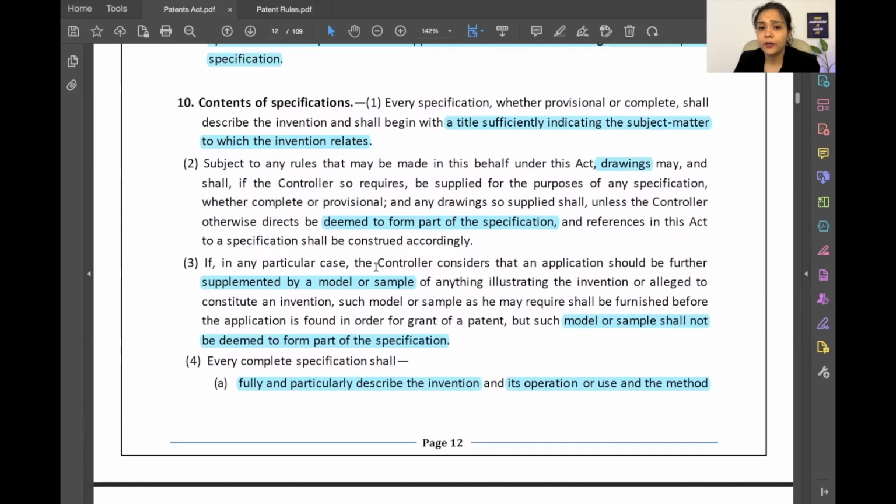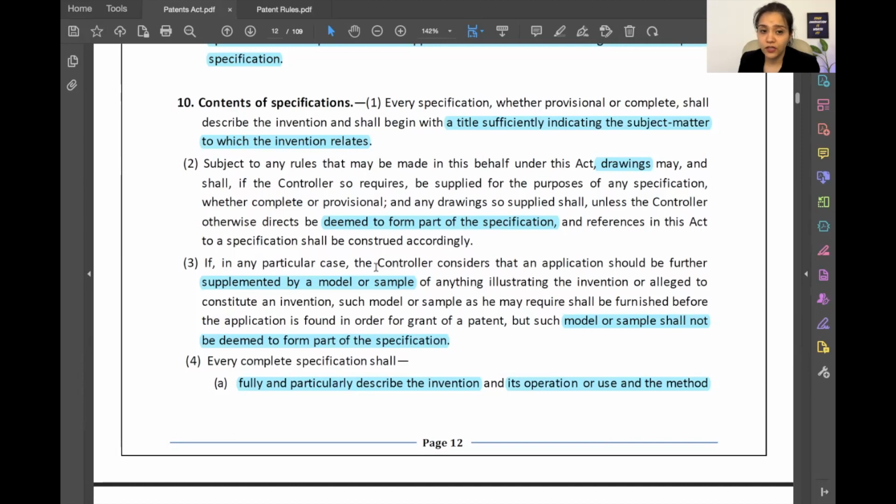Subject to any rules that may be made in this behalf under the Act, the drawings may, and shall, if the controller so requires, be supplied for the purposes of any specification, whether complete or provisional, and any drawing so supplied shall, unless the controller otherwise directs, be deemed to form part of the specification, and references in this Act to specification shall be construed accordingly. So this just means that whatever drawings you submit will be considered part of your specification.